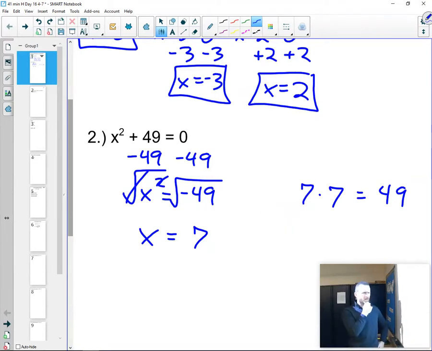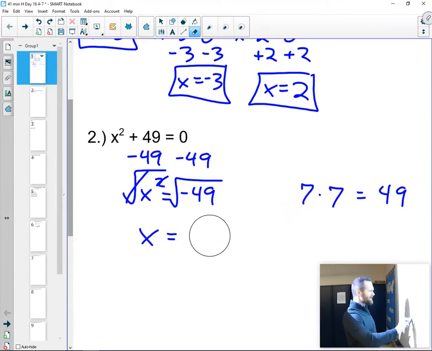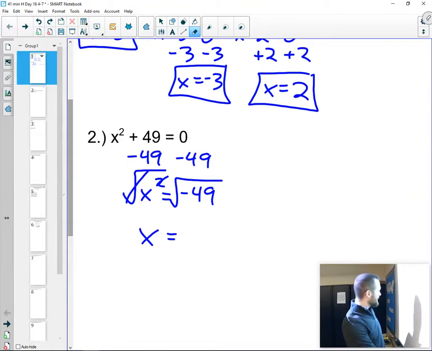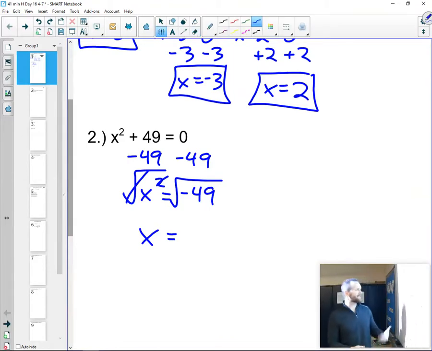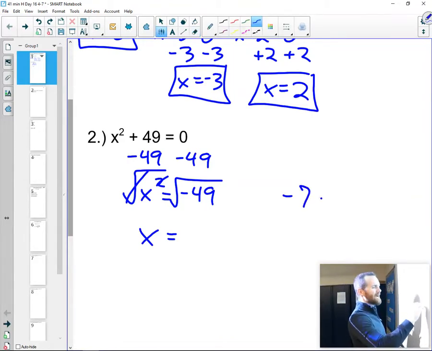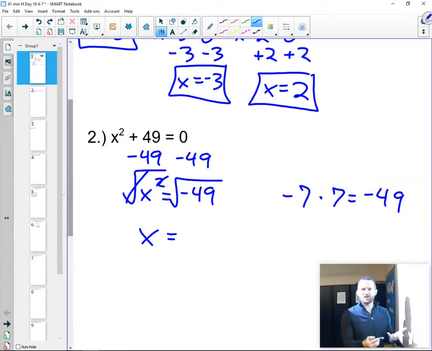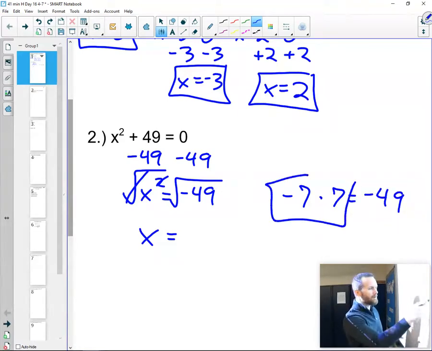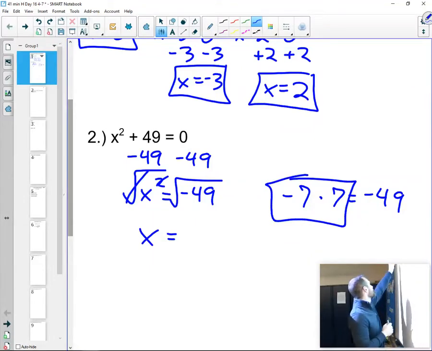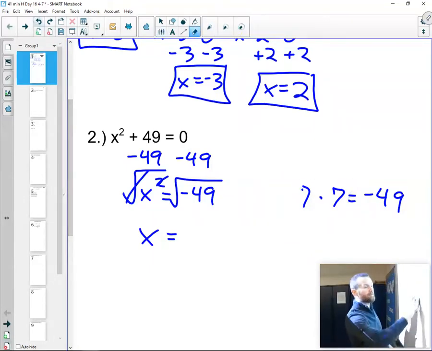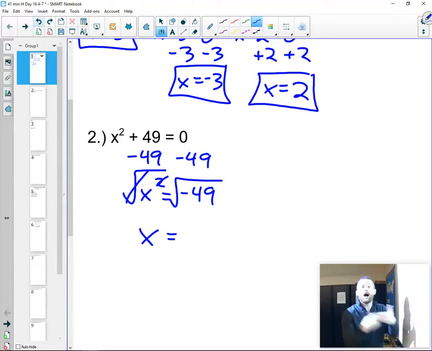So that's no good. In fact, if we think about it, there's no number we know that if we multiply it by itself, it gets us to a negative. I mean, negative 7 times a positive 7, that equals negative 49. But that's not a square root because that's not one number being multiplied by itself. That's 2 opposites being multiplied. So the answer here is no real solutions.